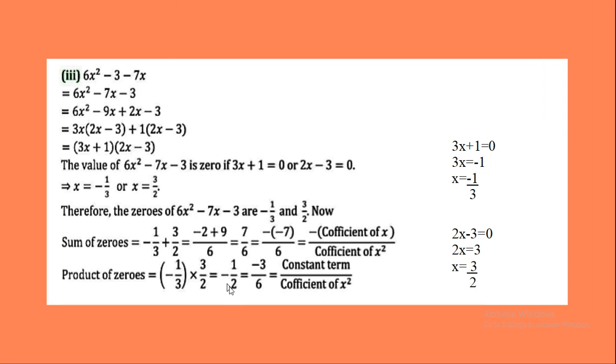So we can write this minus 1 by 2 as equal to minus 3 by 6, where this minus 3 is the constant term and 6 is the coefficient of x square. Thus we verified that the product of the zeros is equal to the constant term divided by the coefficient of x square. Thus we verified the relationship between these zeros and the coefficients of this polynomial.